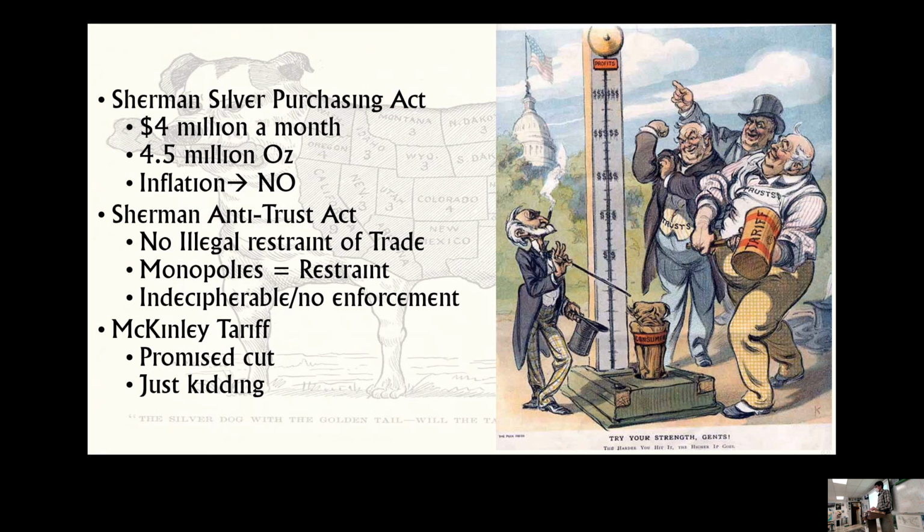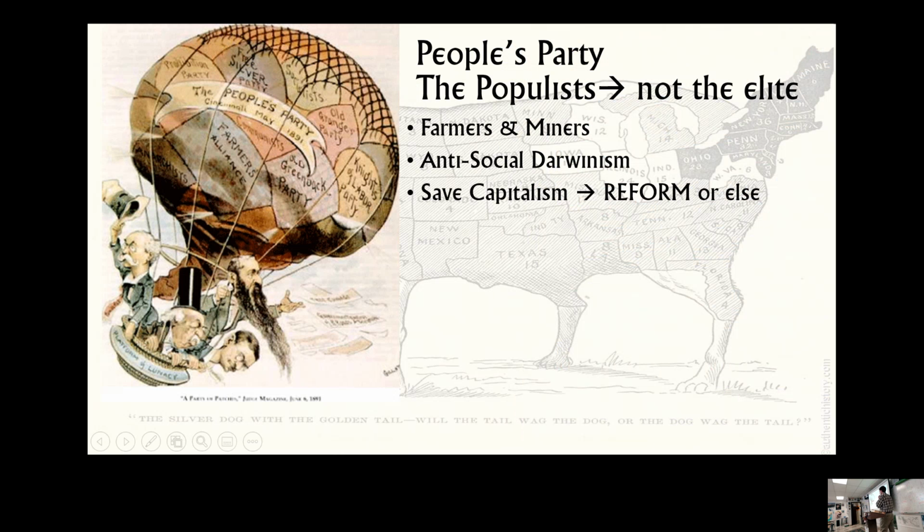Now, third parties have a very serious disadvantage. We've talked about this, winner take all. But that's going to lead directly to the People's Party. It's going to start in 1891, no coincidence, after those three laws that turned out to be disappointments. So they're going to have a campaign for the 1892 election. They're called the People's Party, but everybody called them the Populist Party. This really was a party that was not the elite. Boy, did the elite in both political parties hammer them as a bunch of hicks and yokels, a bunch of dumb farmers.